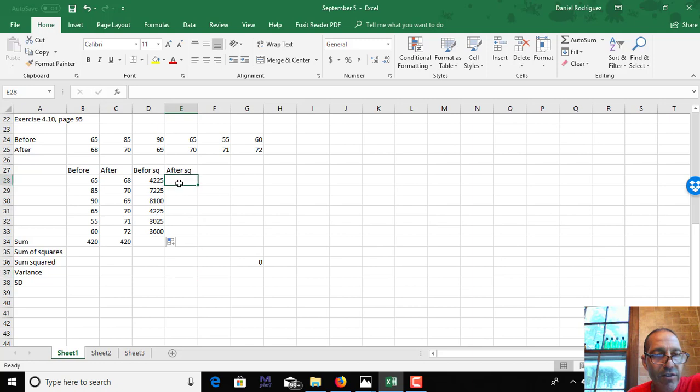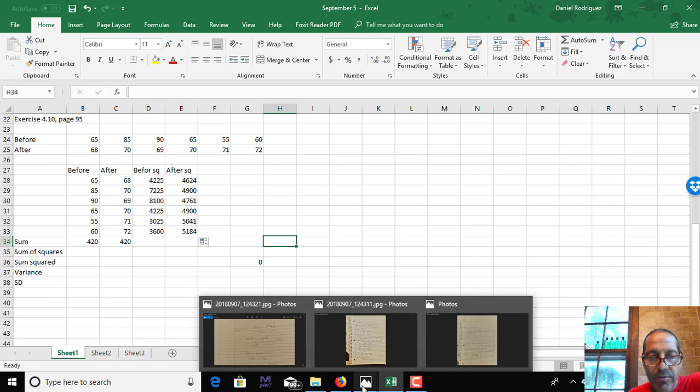And for after, let's see if this would work. So we know this is for cell B28, which is right here. So I need to square for after. I need cell C28, right? Okay, so it's B28. So we need to do C28. Let's see if this will work. If I pull this over here, it gives me the square of cell C28. Perfect. So 68 squared is 4624. I drag this down here and I get all the squares.